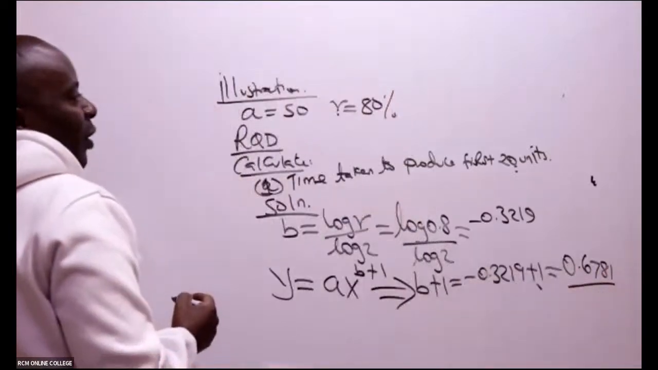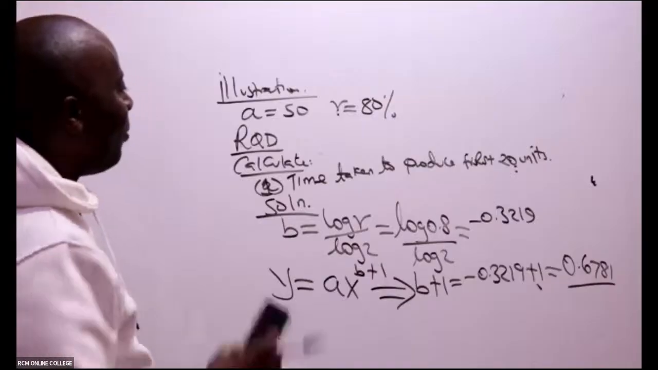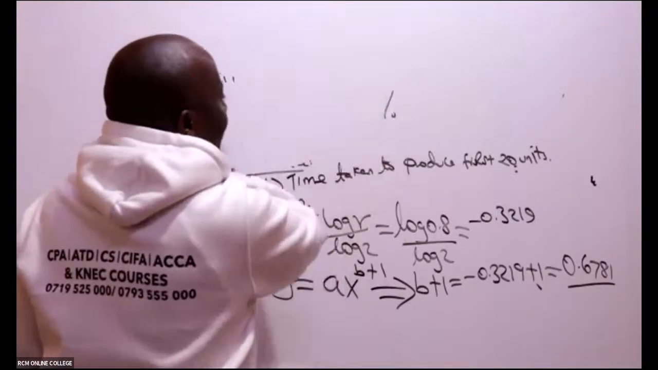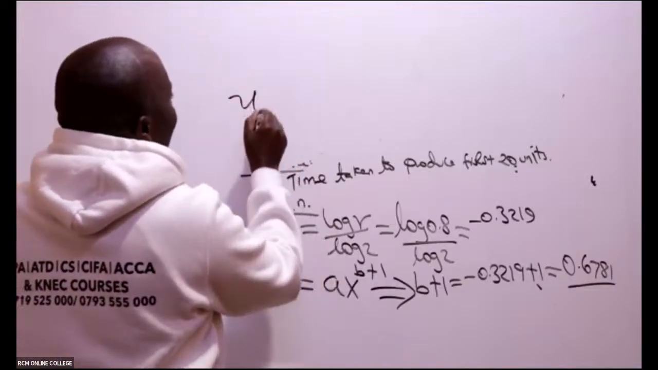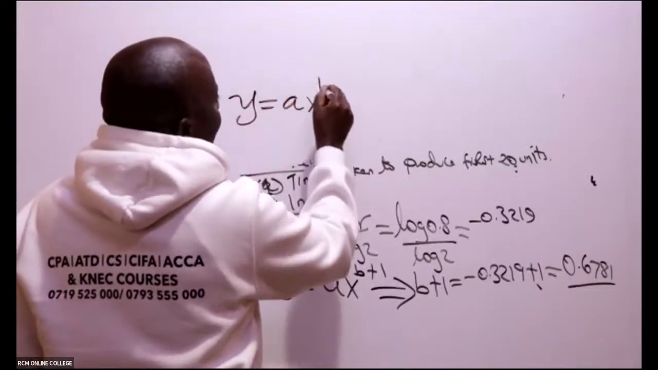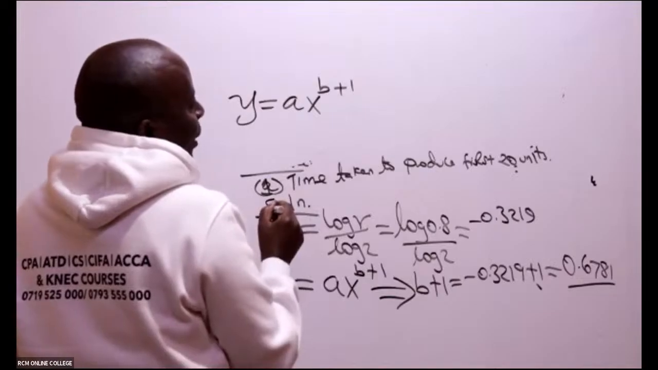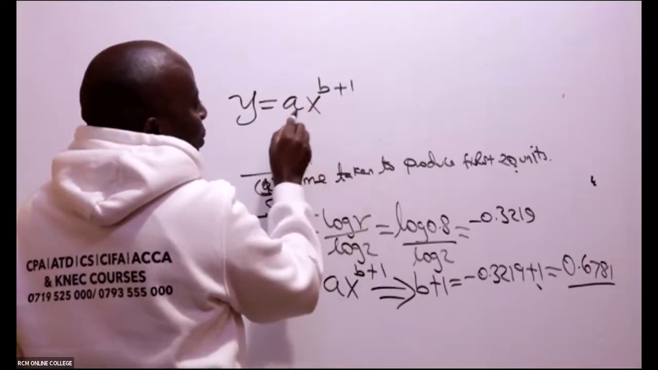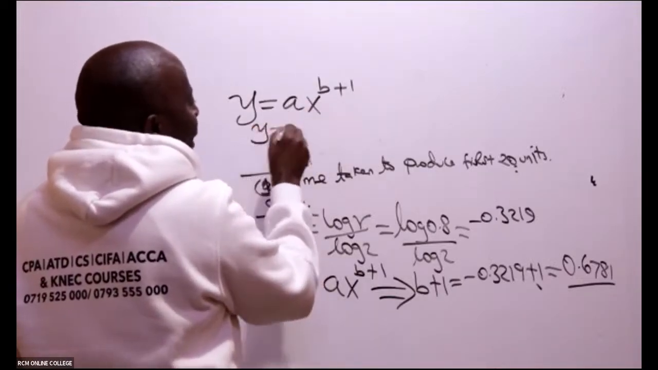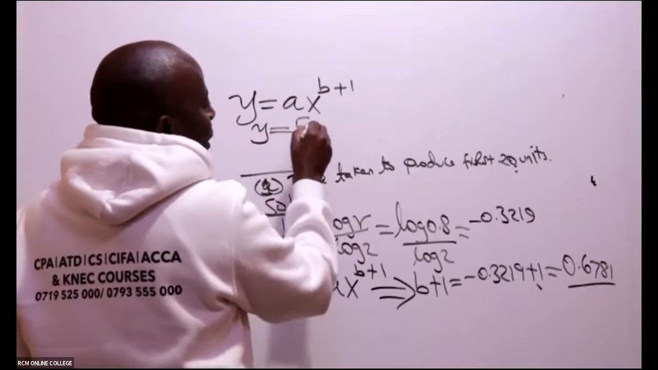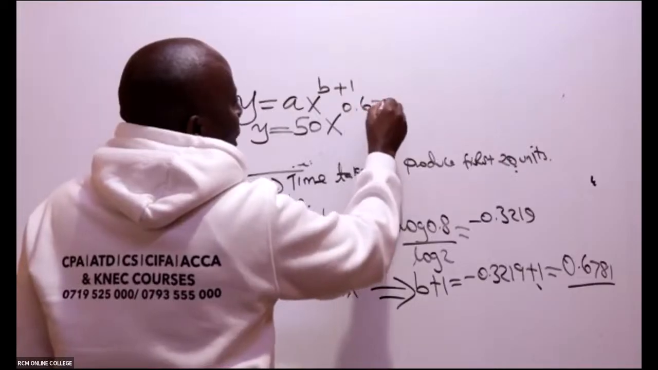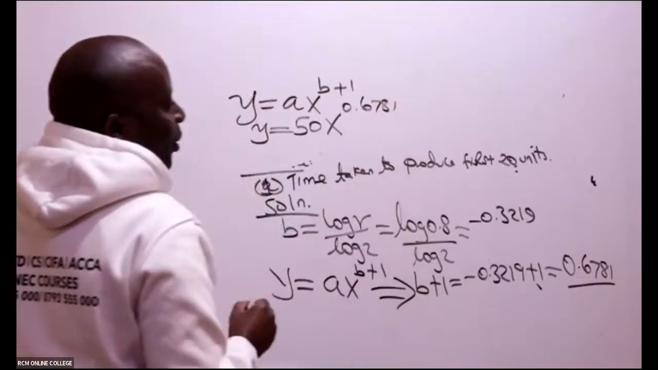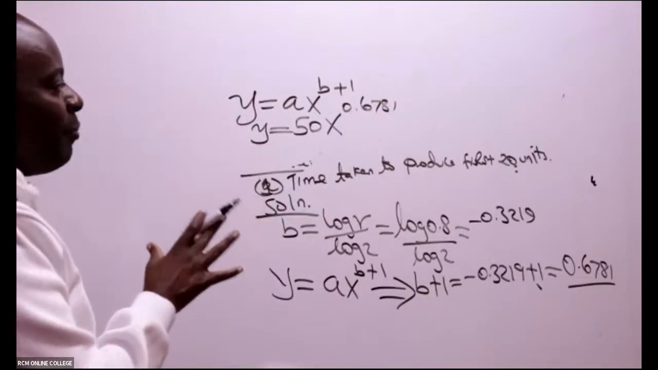Great. Then with your permission, ladies and gentlemen, I'll rub this part. I reiterate here that our y equals ax raised to the power b plus 1. So now that we have this exponent and we have got a, we can write y equals a, which is 50, x raised to 0.6781. So now I have a predictive model.